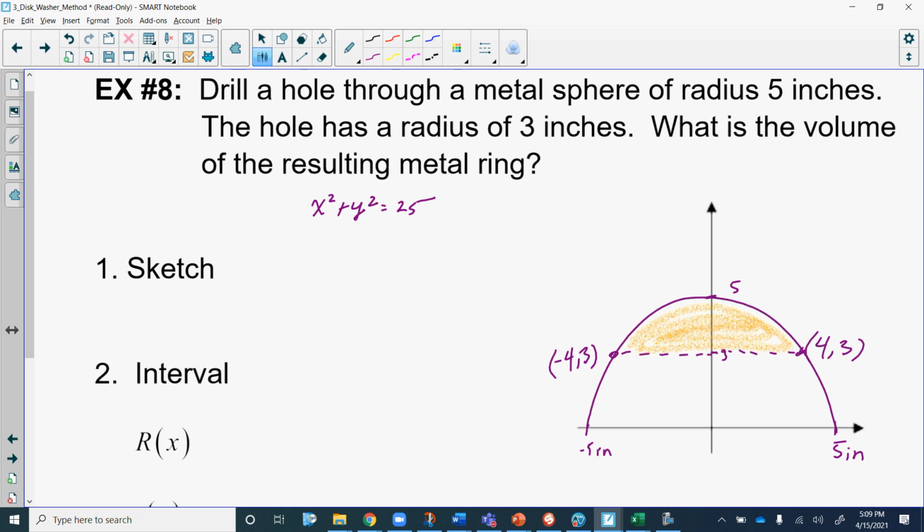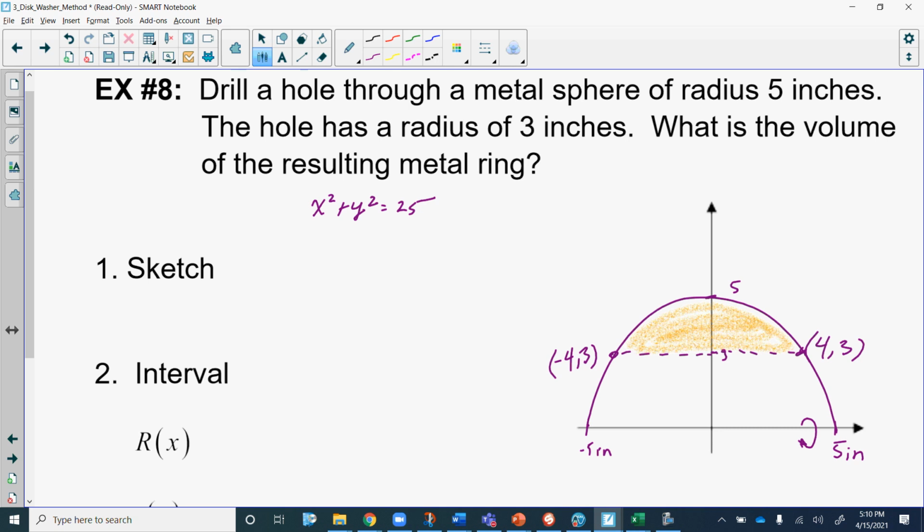Drill a hole through a metal sphere, so we have a sketch. The interval is going to be useful to know which way I'm going to rotate it, but if it's a sphere, I drew it horizontally, but there's nothing saying that you couldn't have done it vertically, so the direction that you rotate it really doesn't matter. Rotate around the x-axis or the y-axis. I kind of drew it where I knocked it out horizontally, so I'll rotate it around the x-axis, so that way I would have things solved in terms of y.